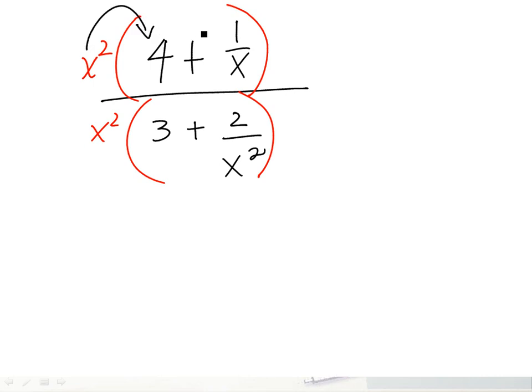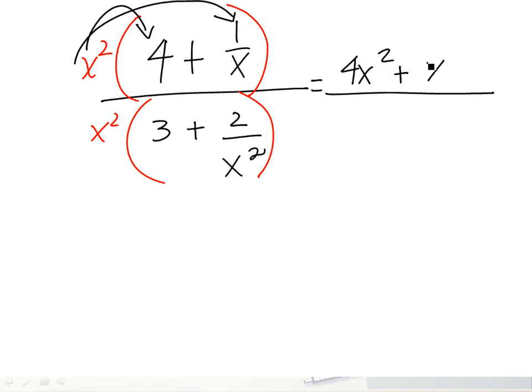X squared times 4 is 4x squared. X squared times 1 over x. Now what happens? Notice that 1 x will cancel, so you're just going to be left with plus x. Let's distribute the denominator. X squared times 3 is 3x squared. And x squared times 2 over x squared, notice that the x squared will cancel, and you'll only be left with the plus 2 here.